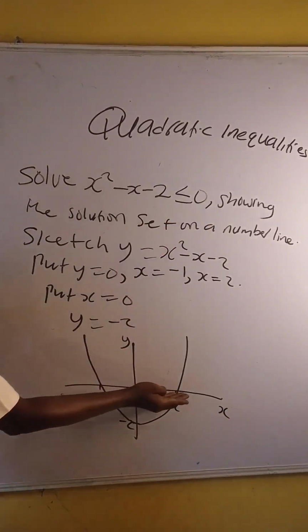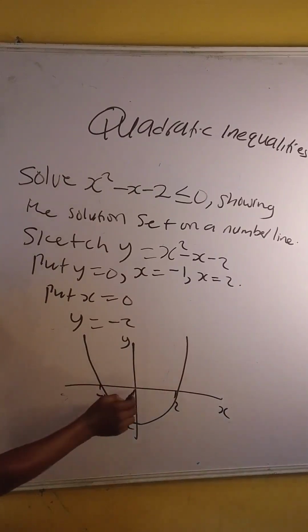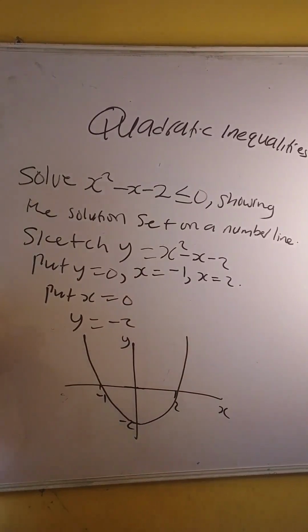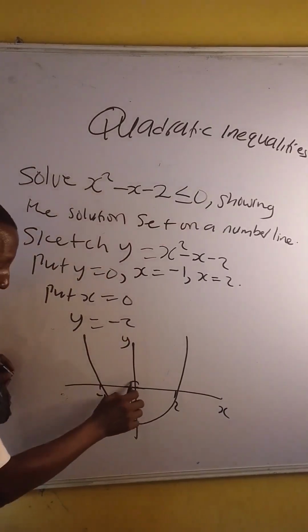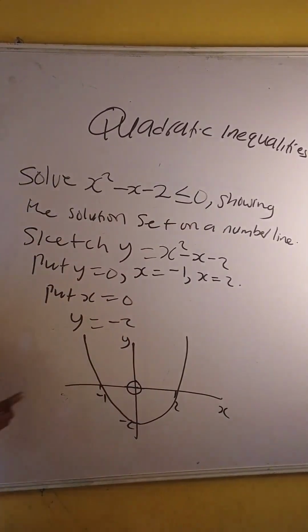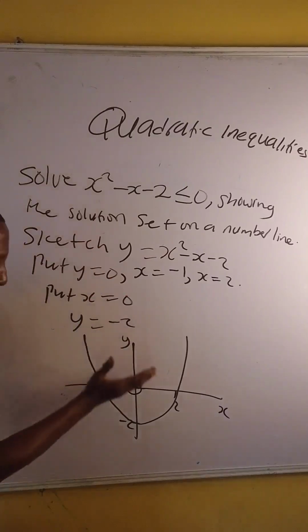So see this line now, this is the reference line. So you start from there. You're going to ask yourself, which part is less than 0? Because this is 0 here. This is your 0. So which part is less than 0? Is it the part above or the part beneath?